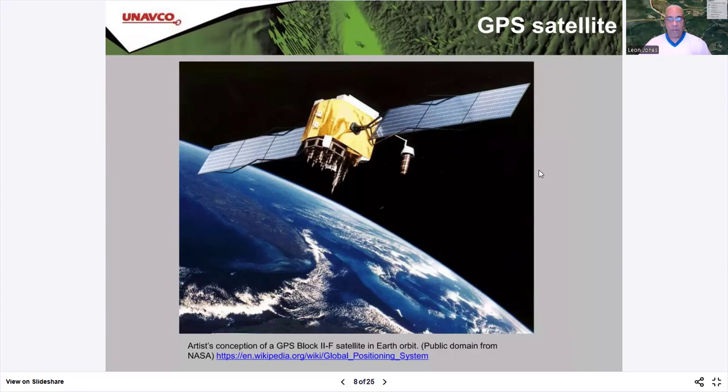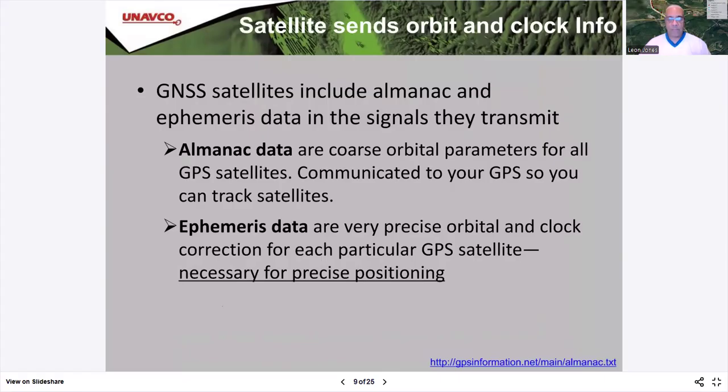Again, this is a satellite. GNSS satellites include almanac and ephemeris data in the signals they transmit. So you have your almanac data, or course orbital parameters for all GPS satellites communicated to your GPS so you can track satellites. Then you have your ephemeris data, or very precise orbital and clock correction for each particular GPS satellite necessary for precise positioning.